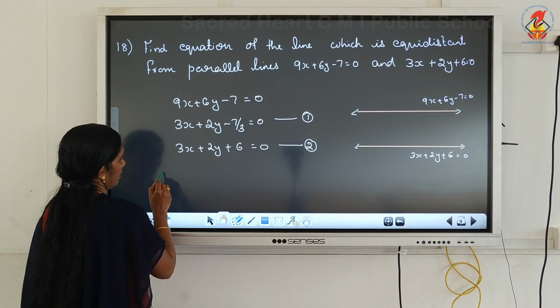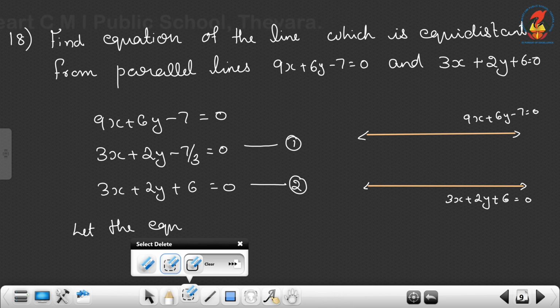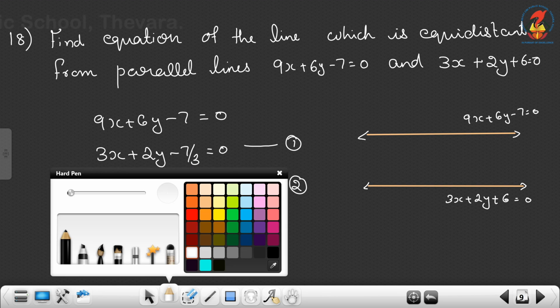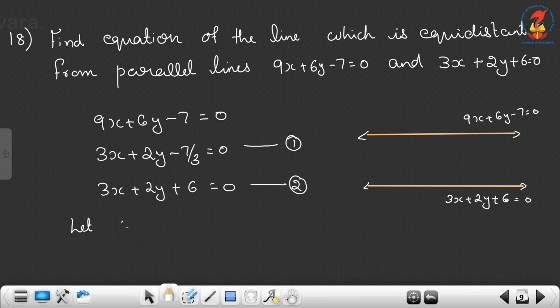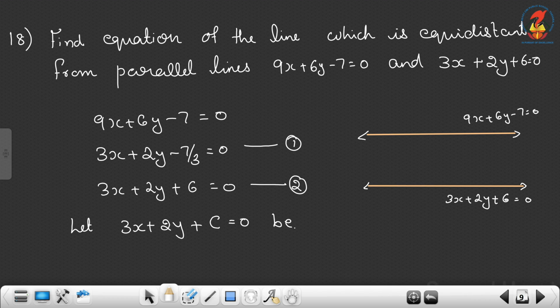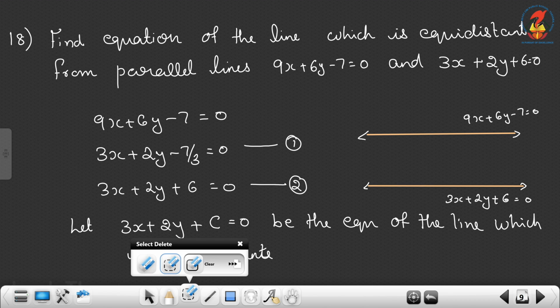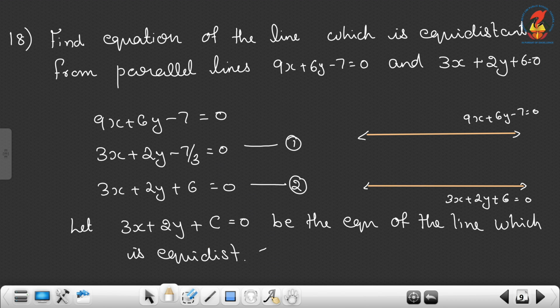So, let the equation of the line which is equidistant from equations 1 and 2 be 3x + 2y + c = 0. The x term and y term are the same, but the constant will be different.